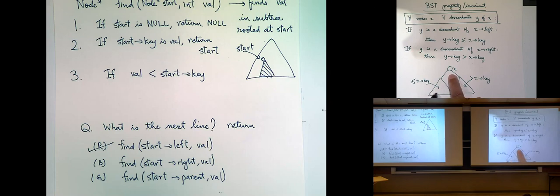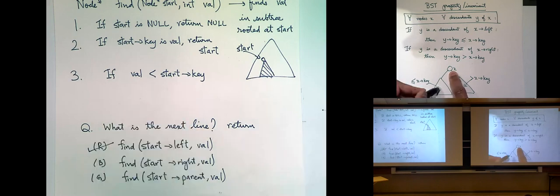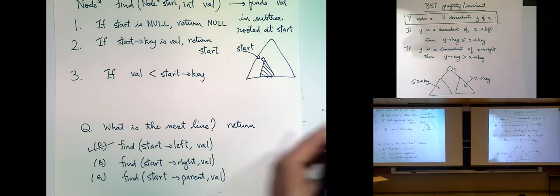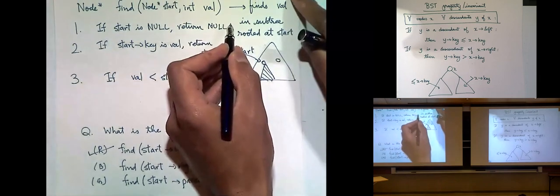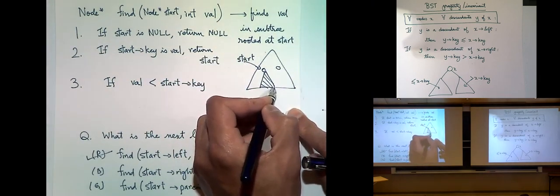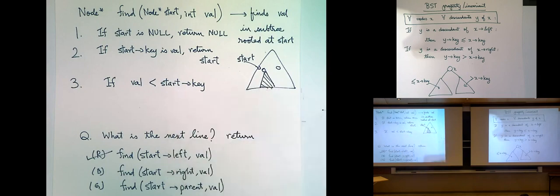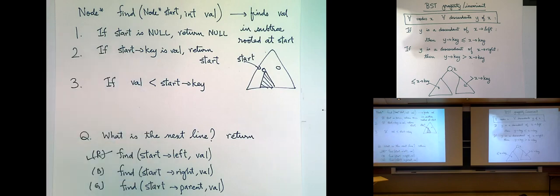But you see that if this is start, and if val is less than start arrow key, then it has to lie in the left side. Again, it could lie somewhere else, somewhere over there. But the guarantee of this procedure is only that it finds in the subtree rooted at start. It doesn't find it if it's outside. That's important to remember. This procedure only finds in the subtree rooted at start.